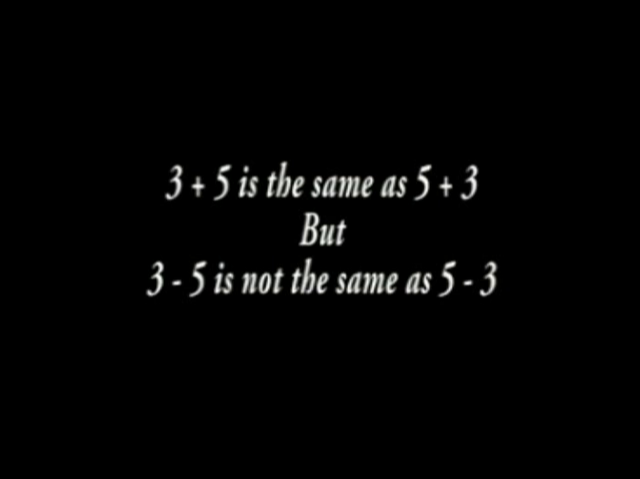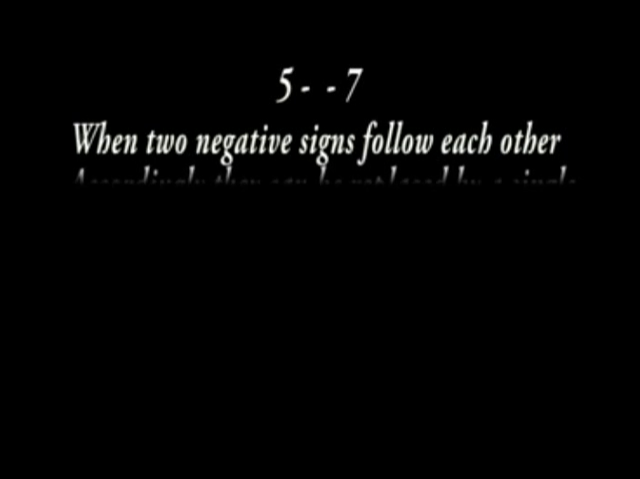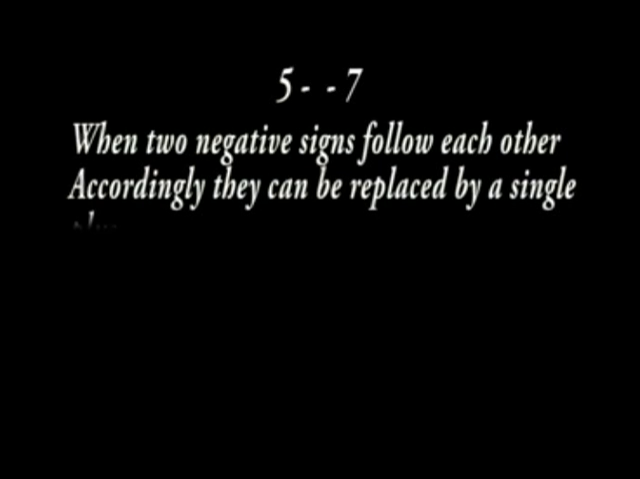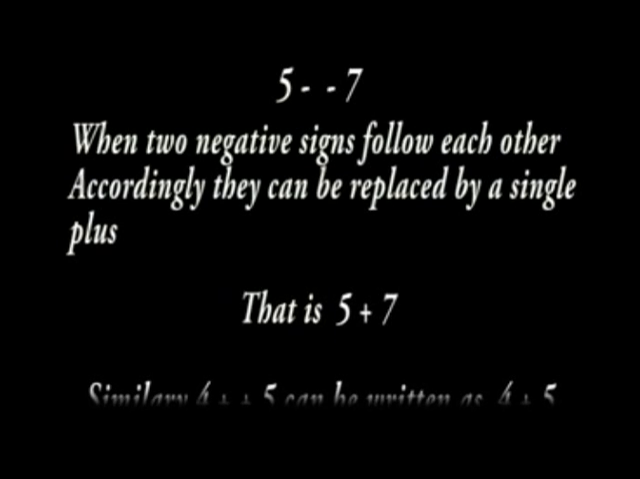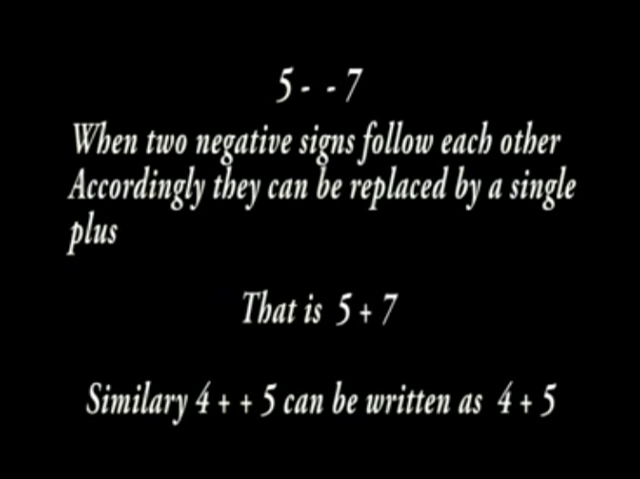The third thing to know is that when similar signs follow each other, they can be replaced by a single positive sign. For example, 5 minus -7. Note that two negative signs are following each other. Accordingly, they can be replaced by a single plus sign, that is 5 plus 7. Similarly, 4 plus +5 can be written simply as 4 plus 5.